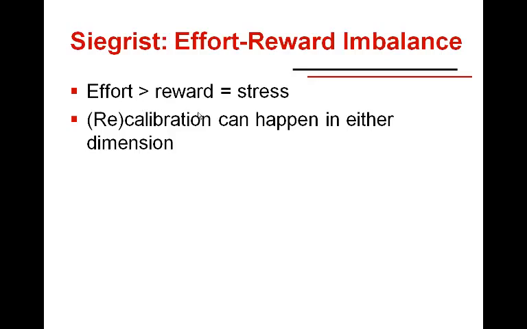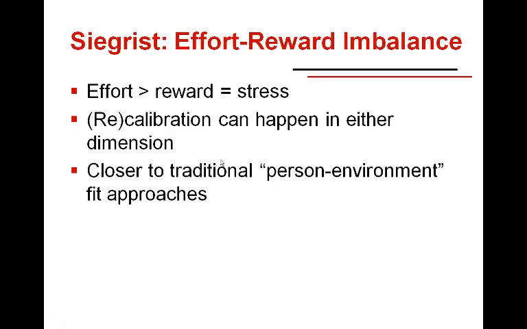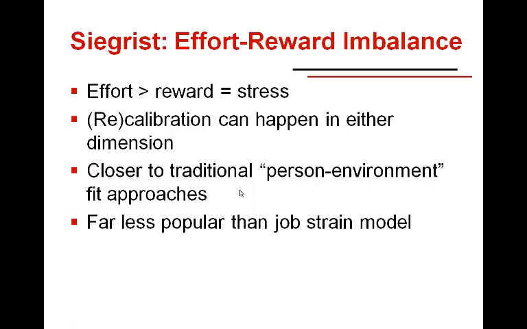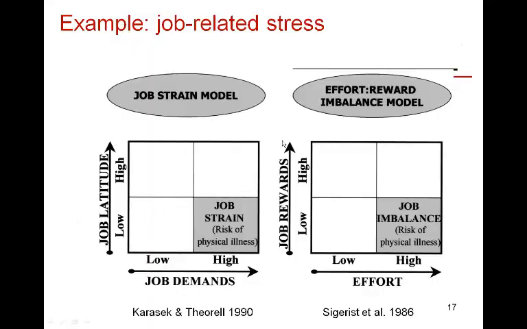And unlike the job strain model, this takes into account things like salaries and possibilities for promotion that factor much more into this reward concept. And the model here is a little bit closer to the traditional, if those of you are familiar with it, person-environment fit kinds of approaches that Karasek's model explicitly avoids. And it's far less popular than the job strain model in the literature, but again, it is probably the second one most commonly used. Here you can see how the quadrants line up and the complementariness of the two here in the effort-reward imbalance model.